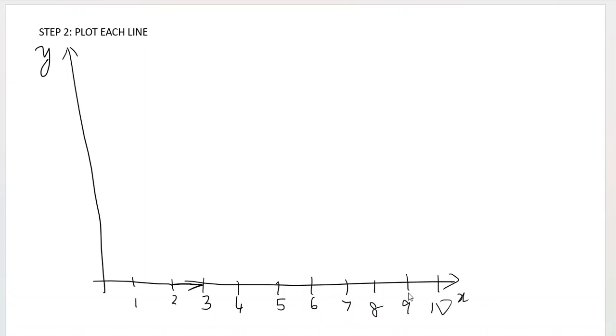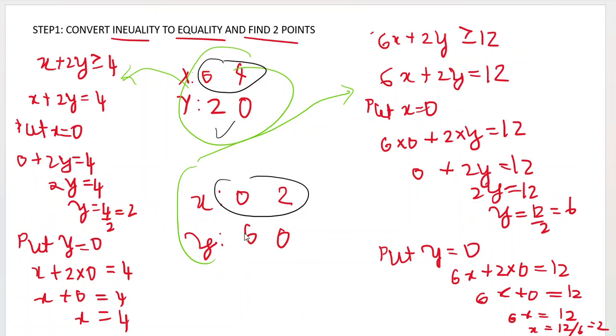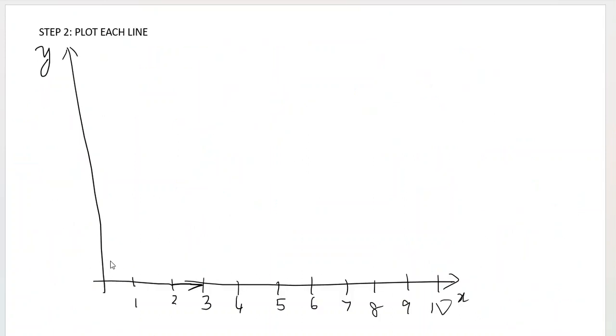Same we do for y. In y, over here the highest is 8, whereas here it is 2, here it is 6. So the highest value that any y can take is 8. So in this case, when we plot the graph, we plot 1, 2, 3, 4, 5, 6, 7, 8. We can go beyond this, but there should be at least 8.